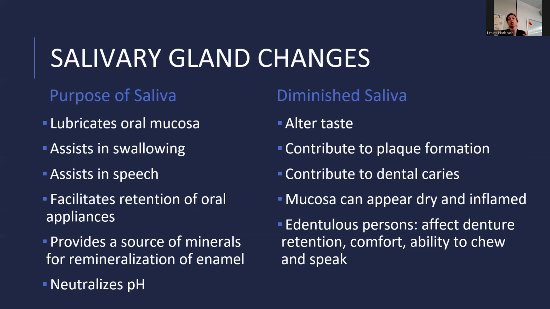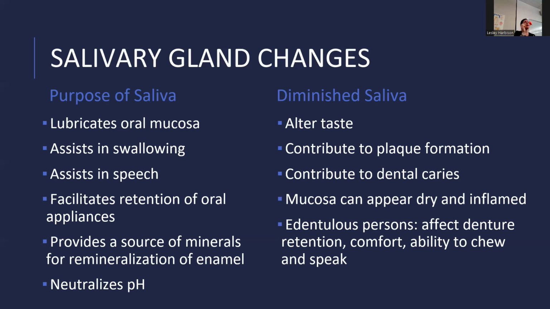Saliva helps with that suction process. It provides a source of minerals to remineralize the enamel, and neutralizes the pH of the mouth. So if they don't have enough saliva, it's going to affect their taste when they're eating, and contribute to plaque formation. They're going to have more buildup, and contribute to dental caries. Mucosa can appear dry and inflamed.